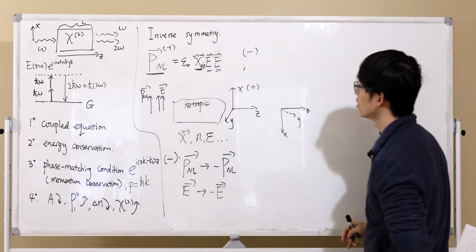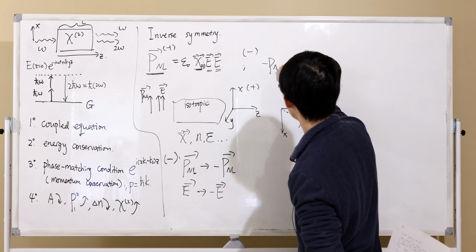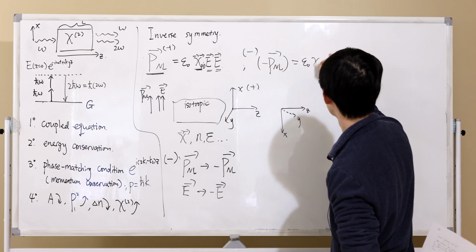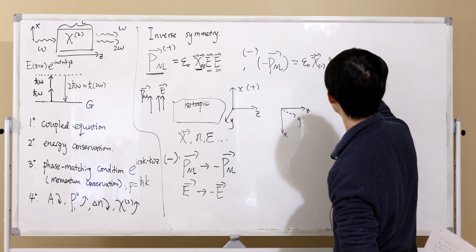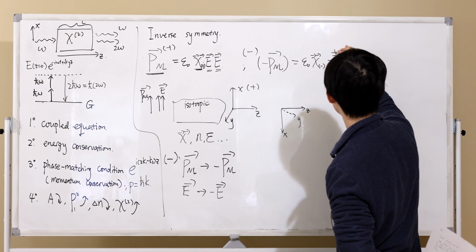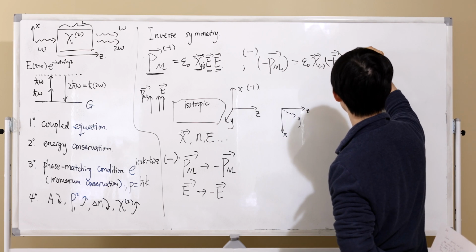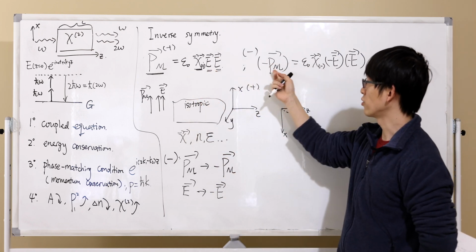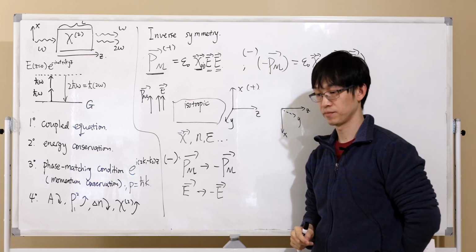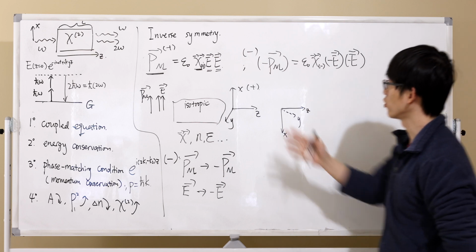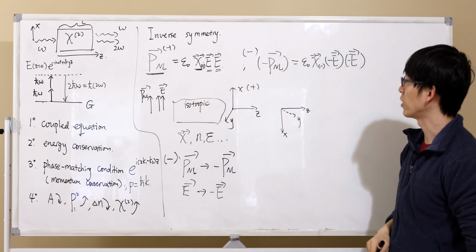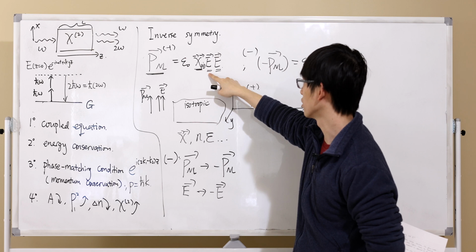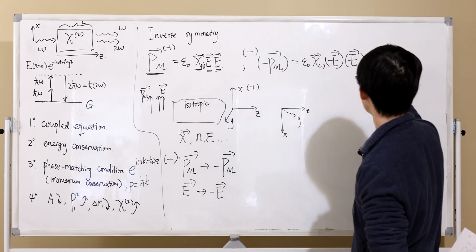So then what you will get is that this is in the plus coordinate, this is in the minus coordinate. You have minus P_NL, that's your polarization. It should equal to, minus. It should follow exactly the same equation, just everything described in the minus coordinate, exact same equation form. So that means P_NL polarization goes to minus, electric field goes to minus, electric field goes to minus.